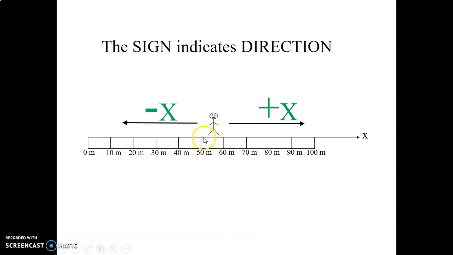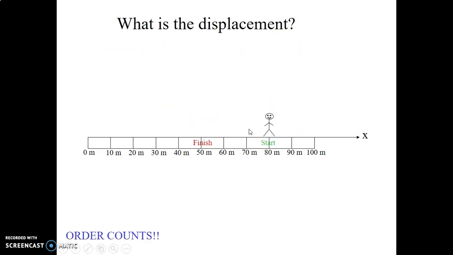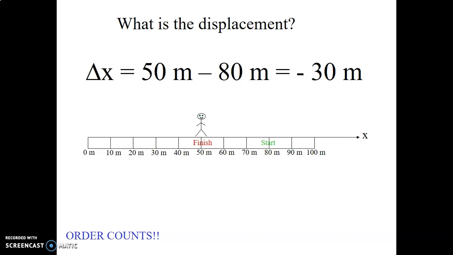So very commonly we have the left is the negative x direction, and very commonly we have positive x to the right. You'll see that very commonly. If we practice this a couple more times and look at it, x2 minus x1. So here's my final at 50, and my 80 meters is my initial. So 50 minus 80 is negative 30 meters. So that negative means that I moved to the left.